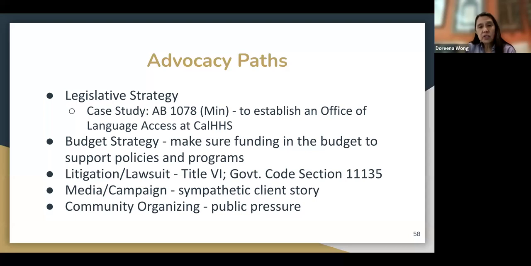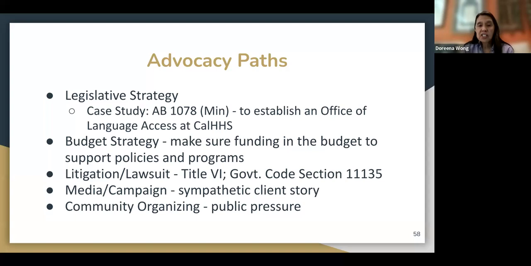And you can also embark on a media or public education campaign, right? Where you can focus on using the media, including social media, to get a reporter or a media outlet to publish an article and share a sympathetic client story to garner support for a specific issue or a campaign. And then finally, of course, it's important to provide community organizing in any of these efforts and try to involve and empower the community members to educate the public and the public officials to get support for your policy effort or campaign. So the next slide, please.